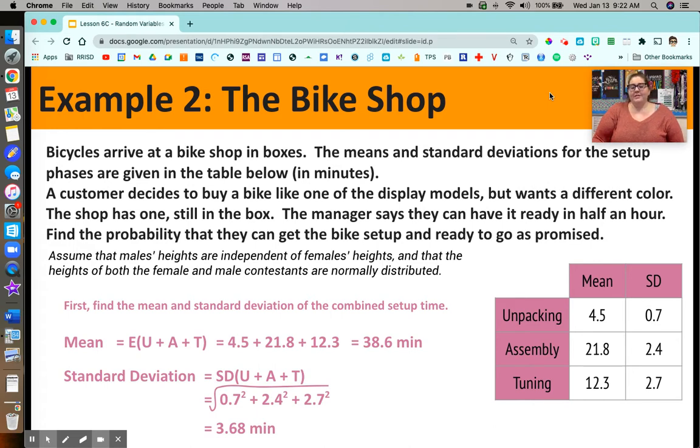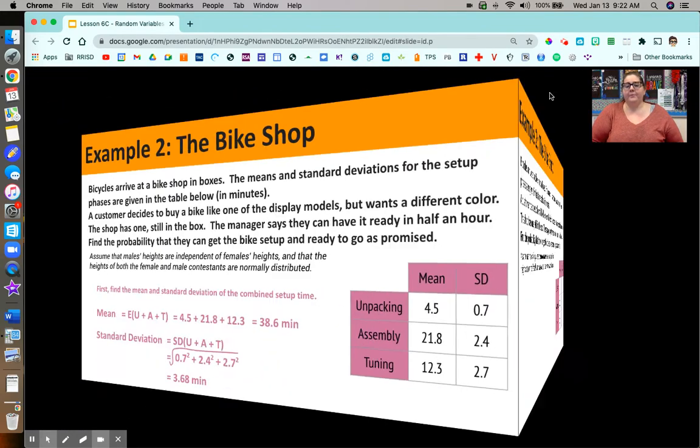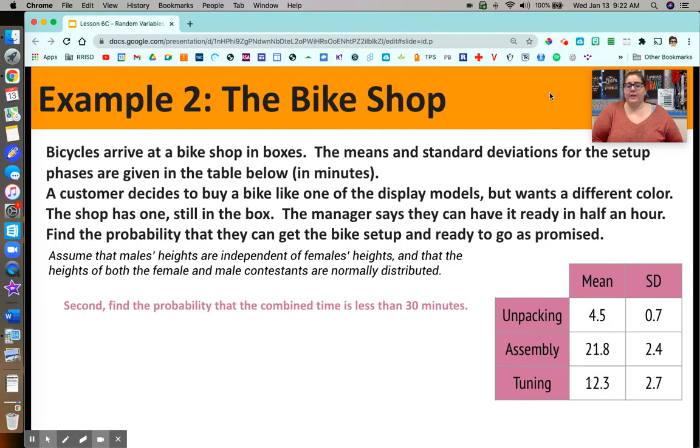Now that we have a mean for the combined time and a standard deviation for the combined time, we knew that each individual phase time was normally distributed, which also means that the combined time is going to be normally distributed. So now we're ready to use our normal model to find the probability that the combined time is less than or equal to 30 minutes.